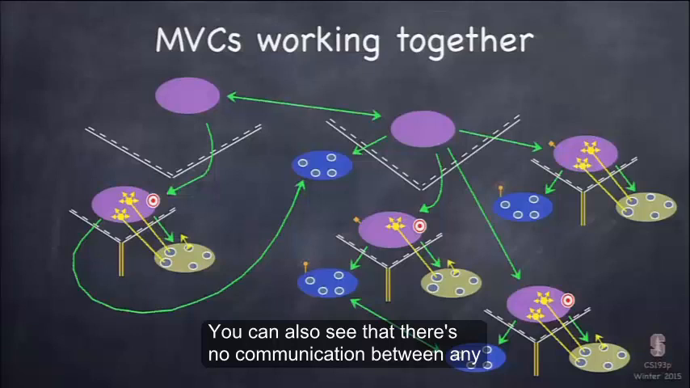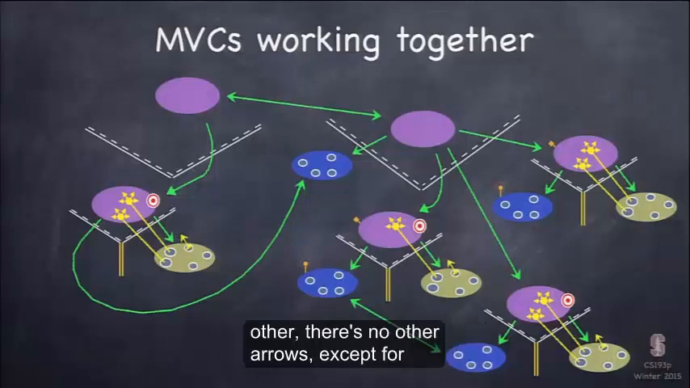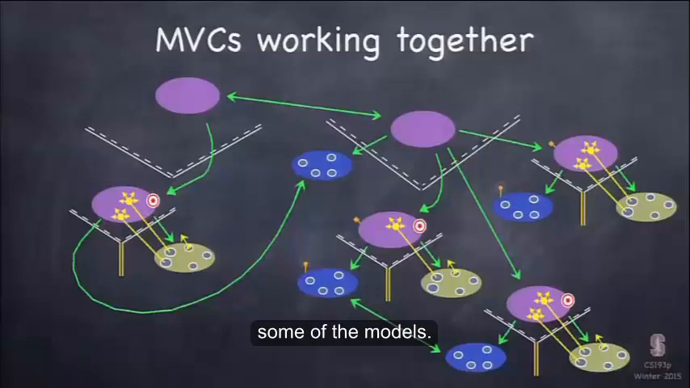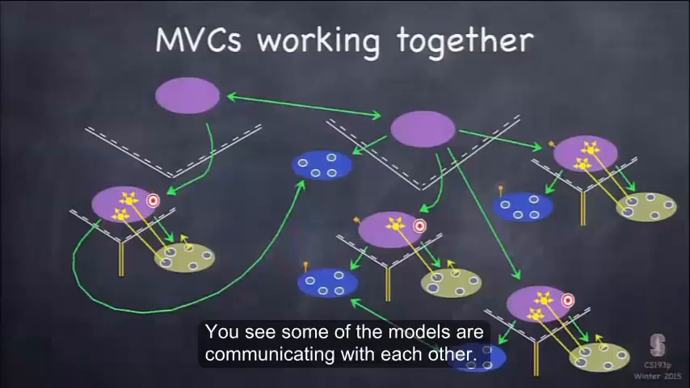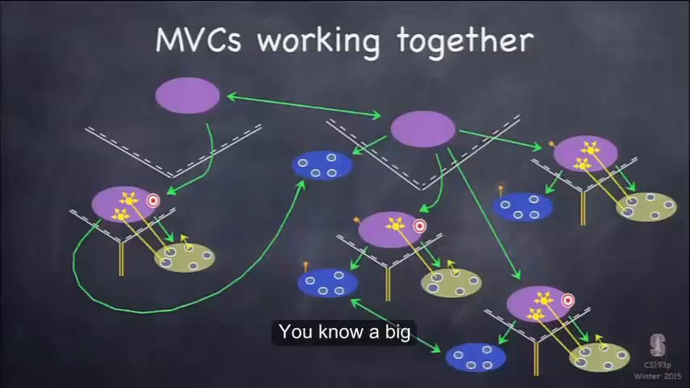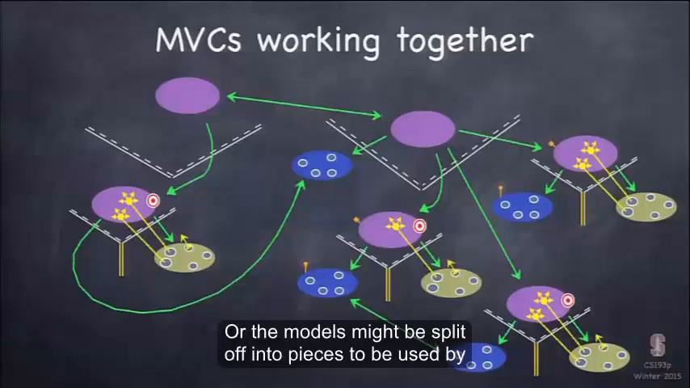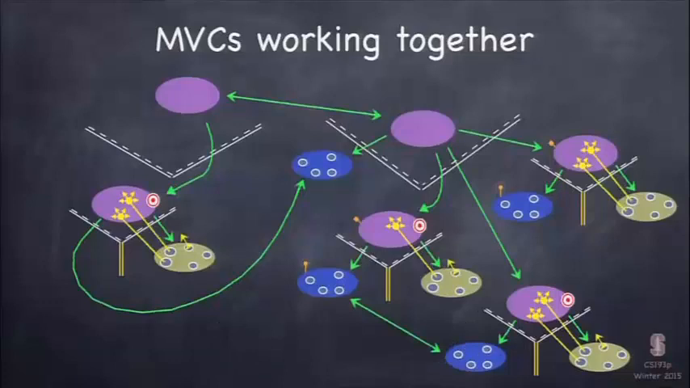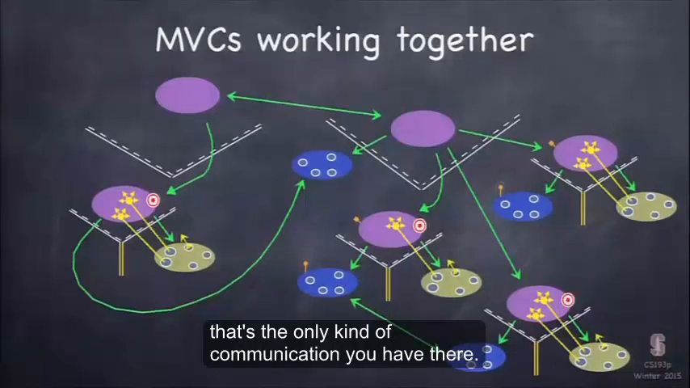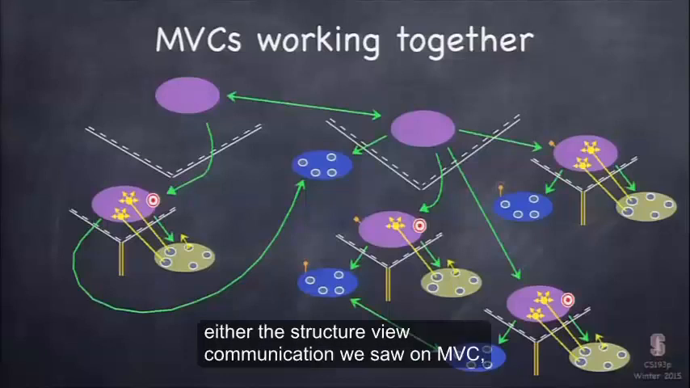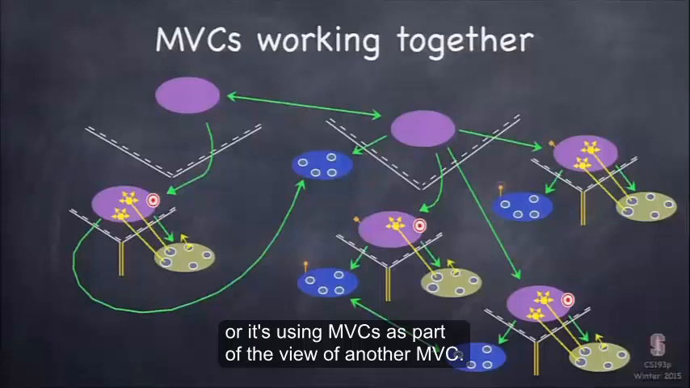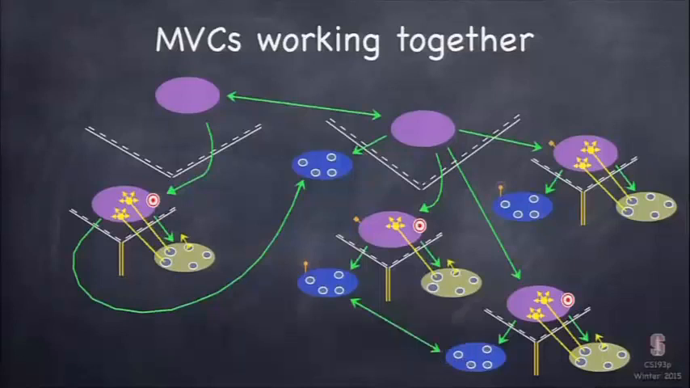You can also see that there's no other arrows except for some of the models. You see some of the models are communicating with each other. You know, a big application might have a single shared model, or the models might be split off into pieces to be used by sub-MVCs, okay? But that's the only kind of communication you have there. All other communication is either the structured view communication we saw in the MVC, or it's using MVCs as part of the view of another MVC.